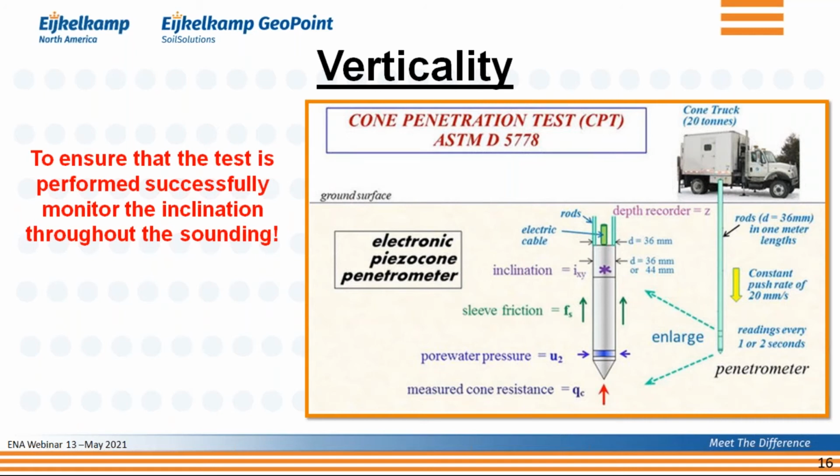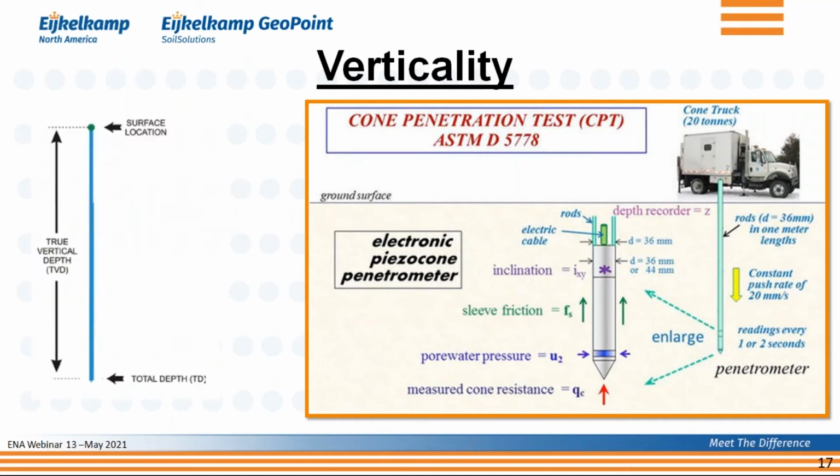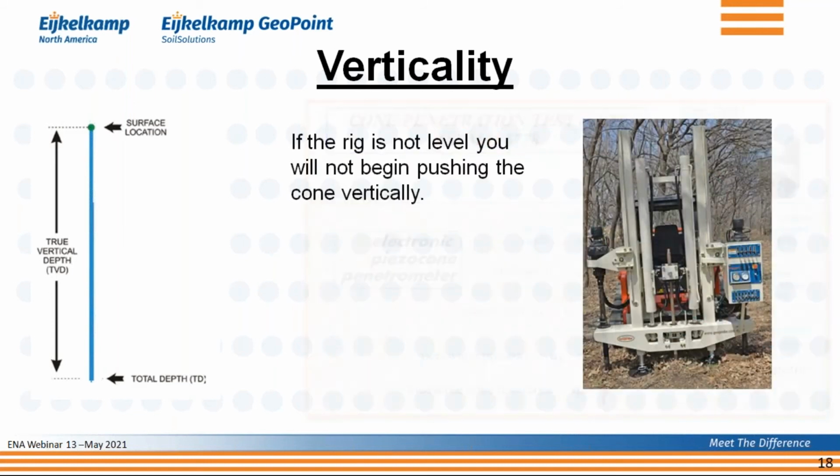And it's very important for the operator that he always knows what is the inclination of the cone. Does it go down vertically, yay or nay? And why is that? Well, ideally speaking, you want to see something like this. You start at a surface and you go perfectly vertically down. That is what you try to obtain. That's what you see in the picture on the right-hand side as well. I always show that those rods go perfectly vertically down into the soil. But the reality is, that's not always the case.